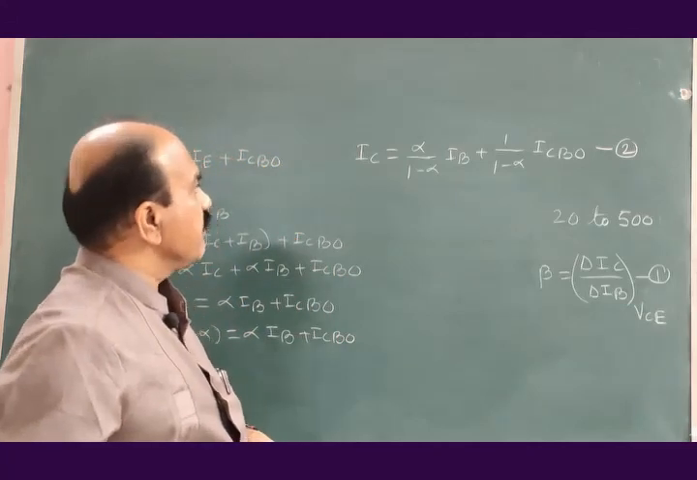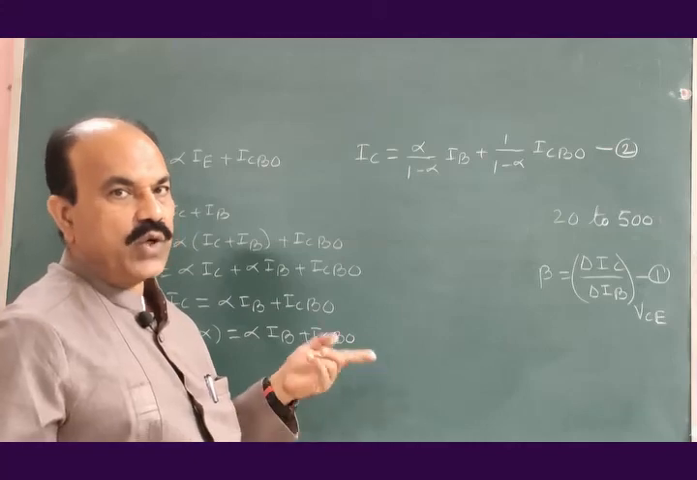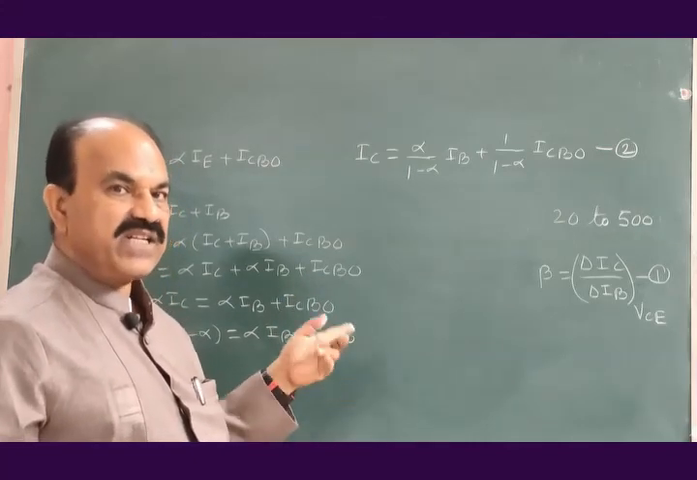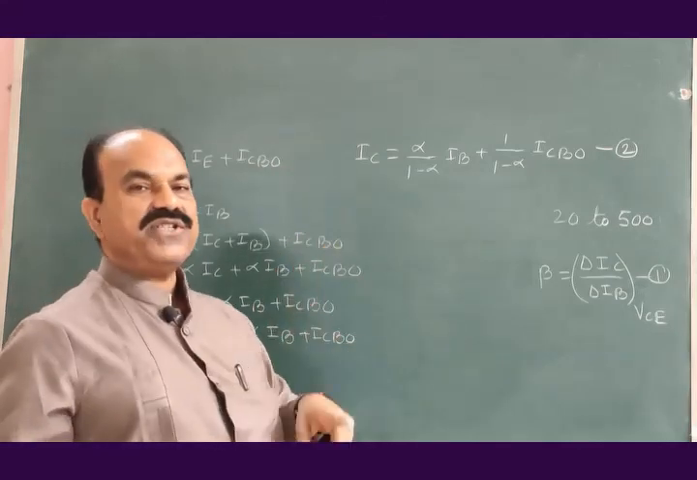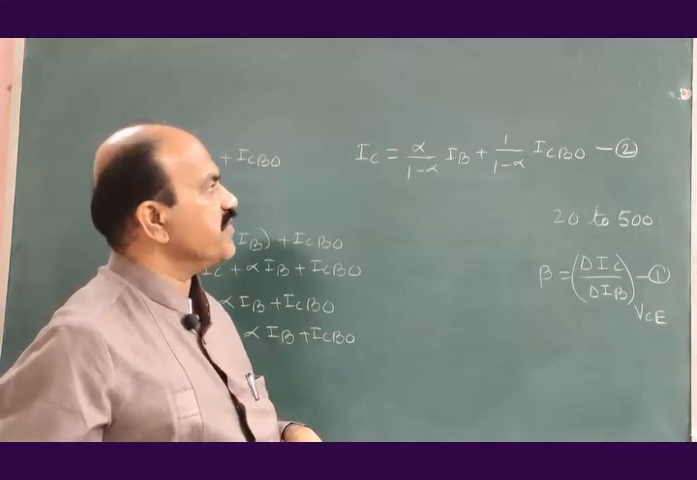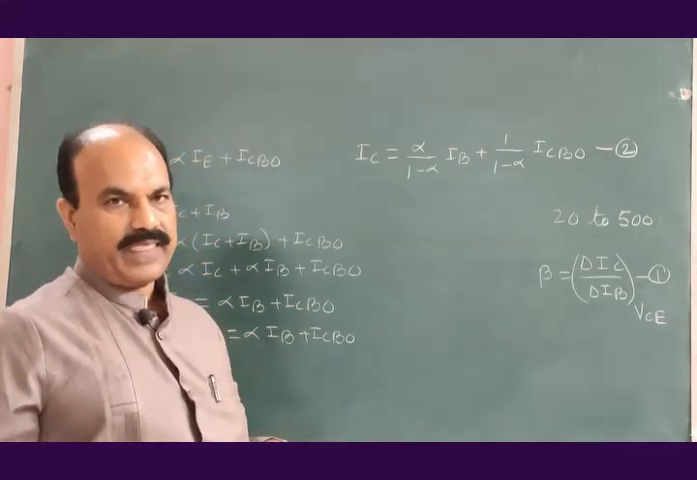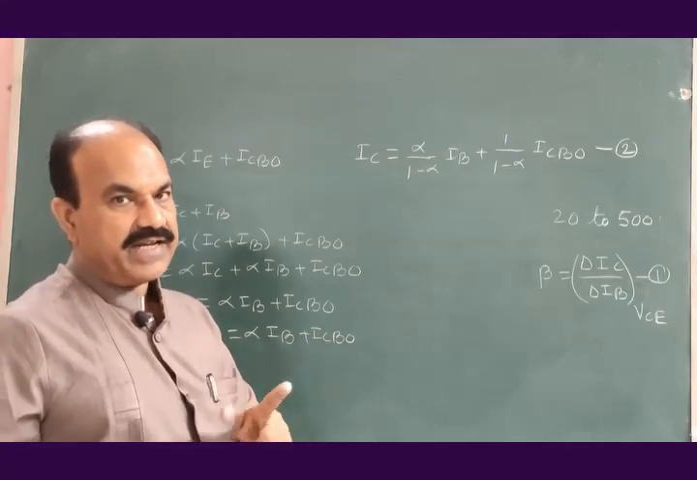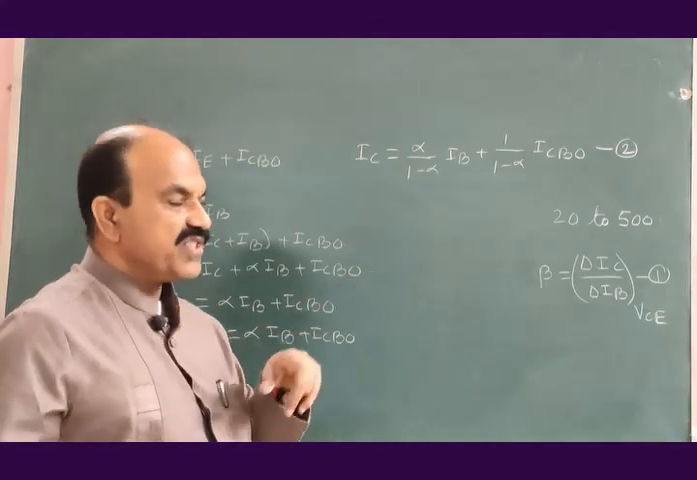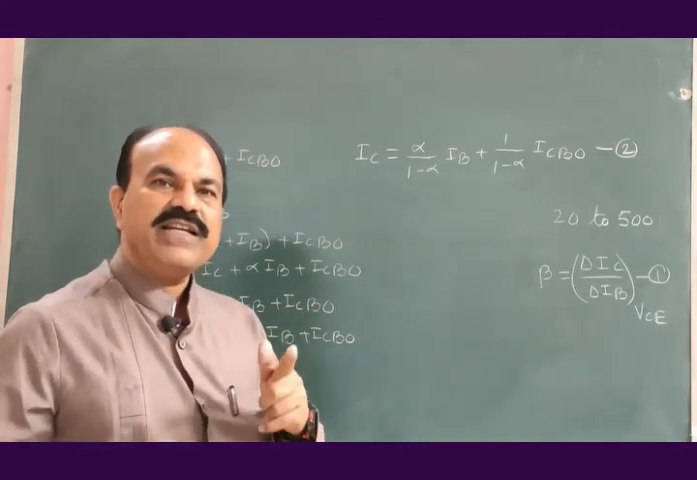So IC, the collector current, the output current of the transistor in common emitter connection, is IC is equal to alpha divided by 1 minus alpha into IB plus 1 divided by 1 minus alpha into ICBO. Alpha is current gain of the transistor in common base connection. Beta is current gain of the transistor in common emitter connection.